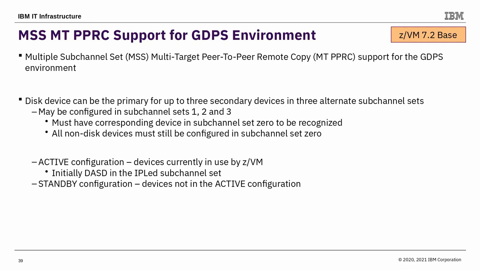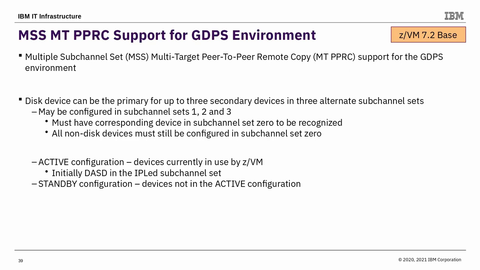And this has 2 things. Some device numbers end up with 5 digits instead of 4. The way that z/VM does things is that the first of the 5 digits is the subchannel set, so 0, 1, 2, or 3. In the Linux world, you have the dots there, so you have 0 dot subchannel set dot device number. And all non-disks still have to be in subchannel set 0.